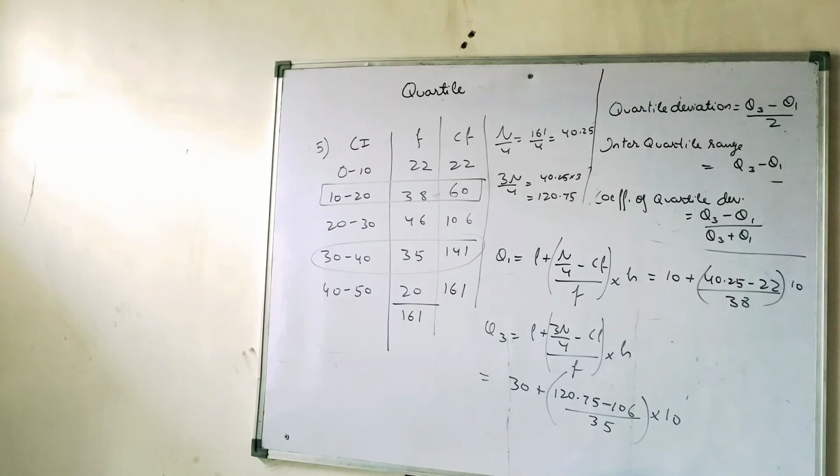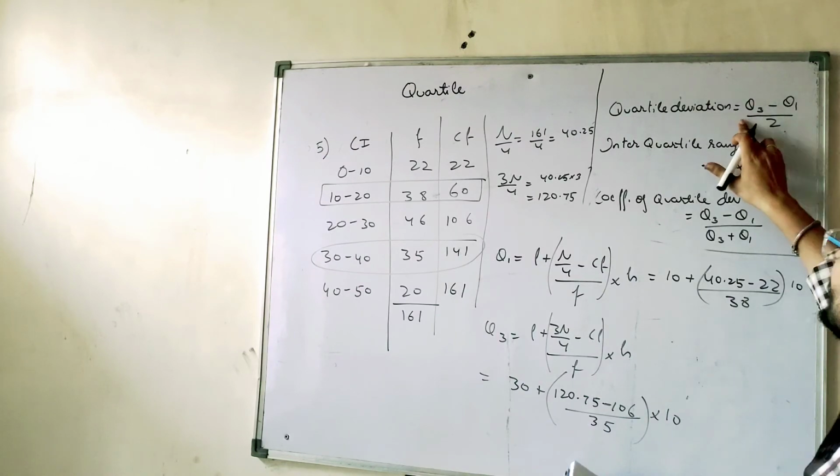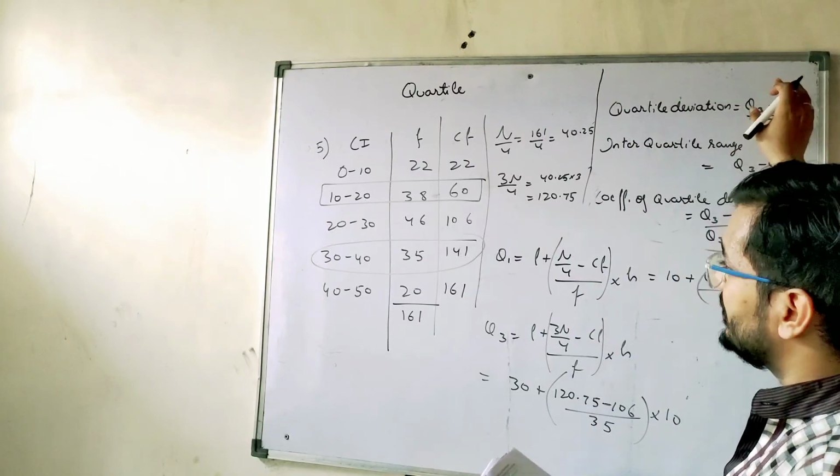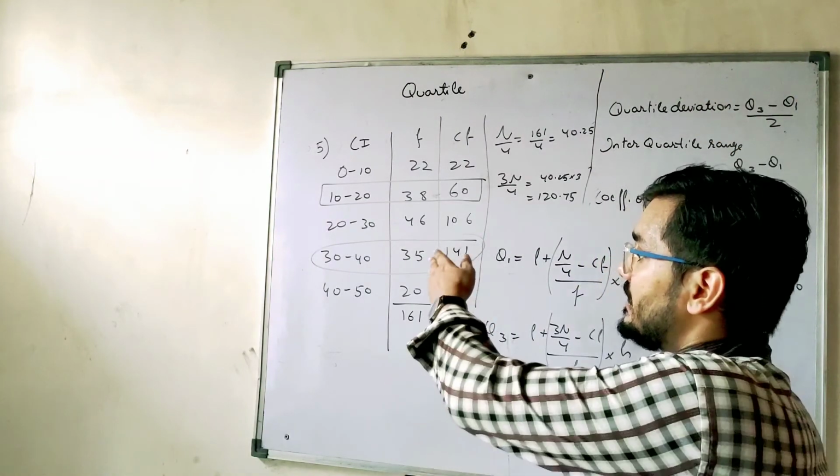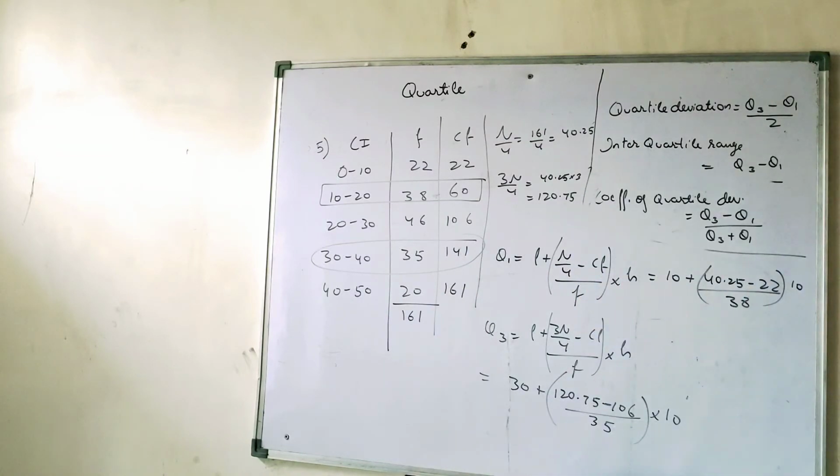So similar to this question is question number 11th, right? So in this you have to find out quartile deviation. So just find out Q1 and Q3 and put the value into this formula. You will get the answer for question number 11th. Exactly same as this, right? So this is all about quartile.